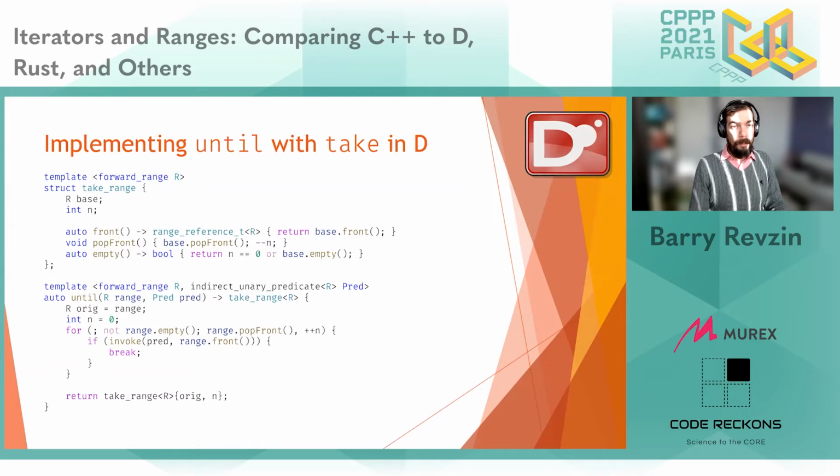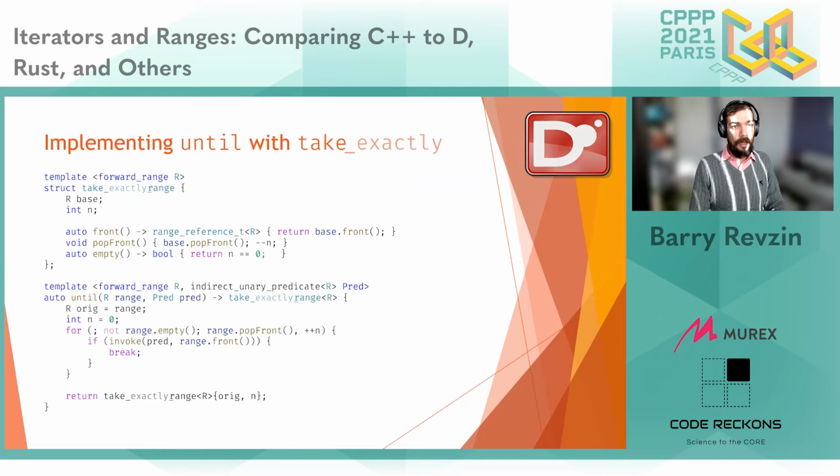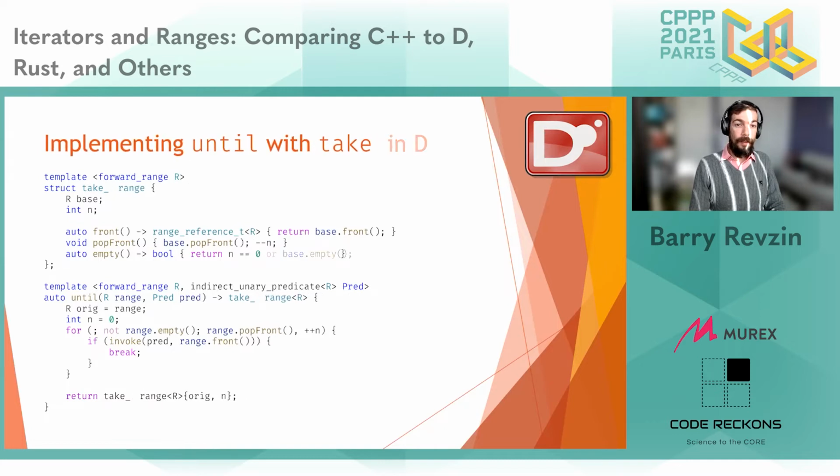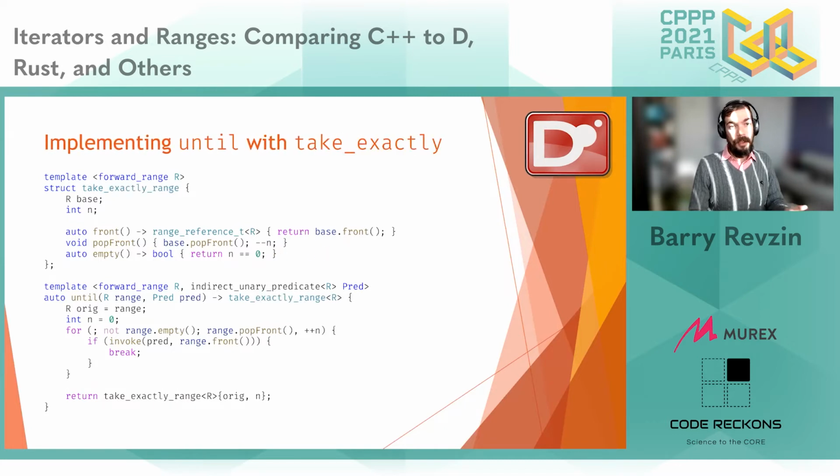We could even do a little bit better here as far as performance goes. Instead of take, we can introduce an adapter called take exactly. The difference between take and take exactly is entirely in the empty condition. The empty condition for take exactly simply checks that n equals 0. So you have to be very careful with this adapter and only use it on ranges that you know have at least n elements. But in this case, we do know that our range has at least n elements because we just counted them. So this is fine.